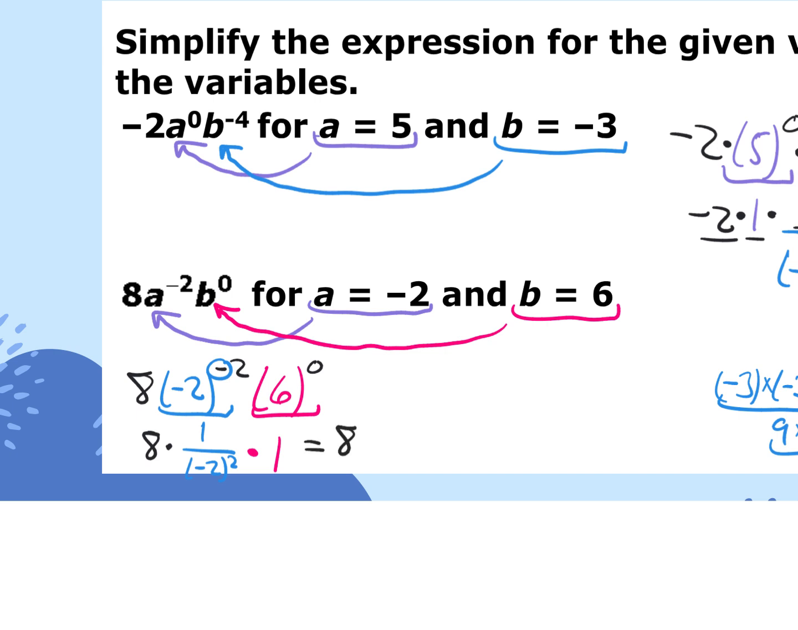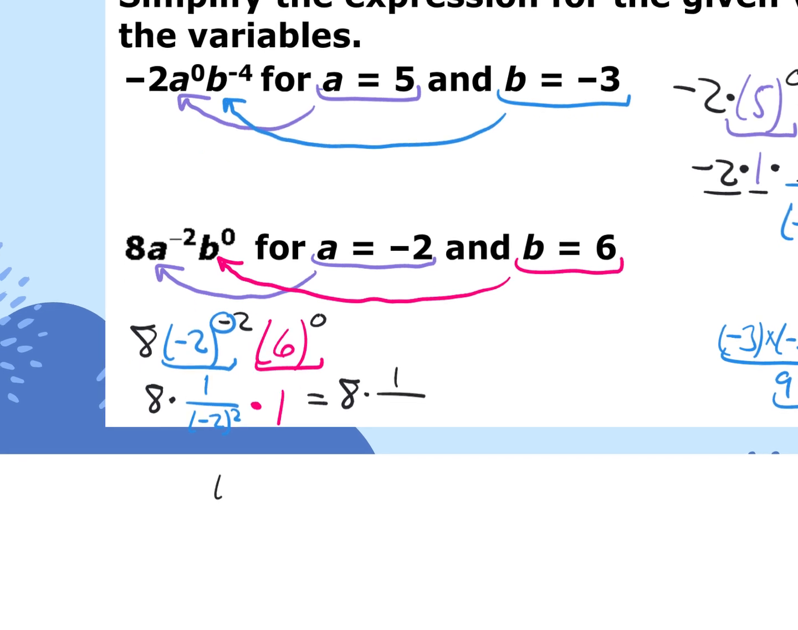So this is going to become 8 times, and then 1 over negative 2 to the 2nd power. That's just negative 2 times negative 2, and negative 2 times negative 2 is 4. All right, and then times 1.